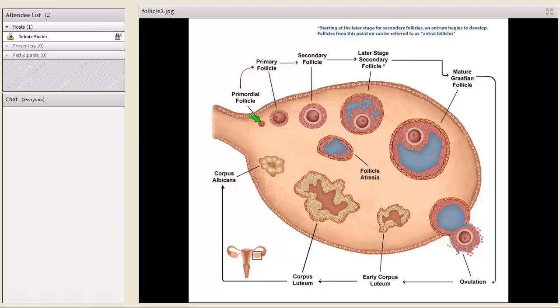This picture only shows one, but there are several that start growing and developing, and as they grow and develop, you see they start getting layers of cells around them and forming this follicle with some fluid in it. And at some point in time, a primary follicle is chosen.